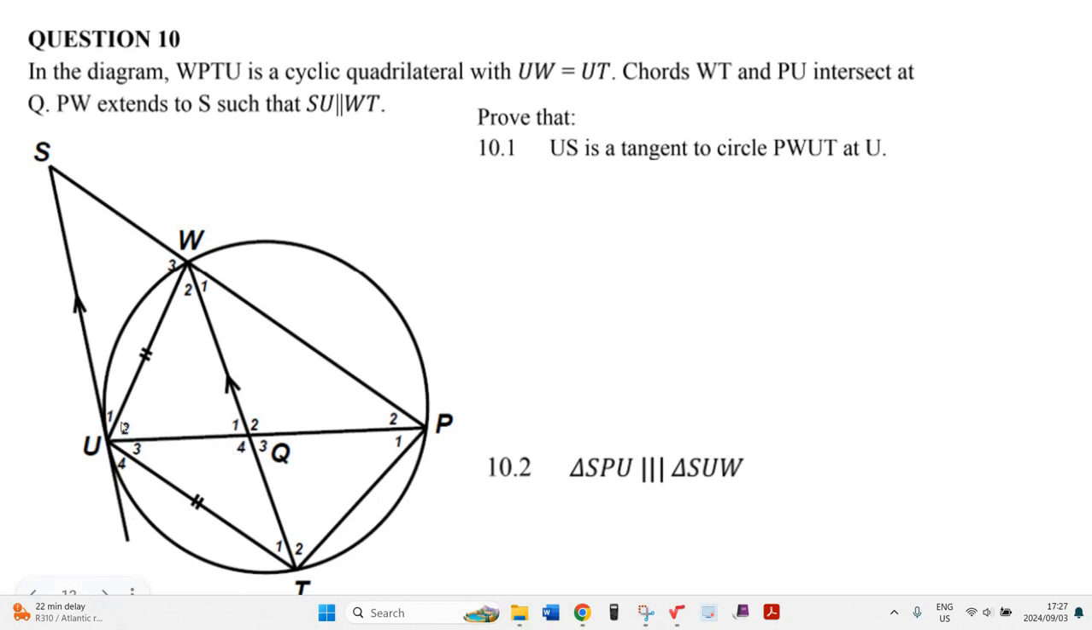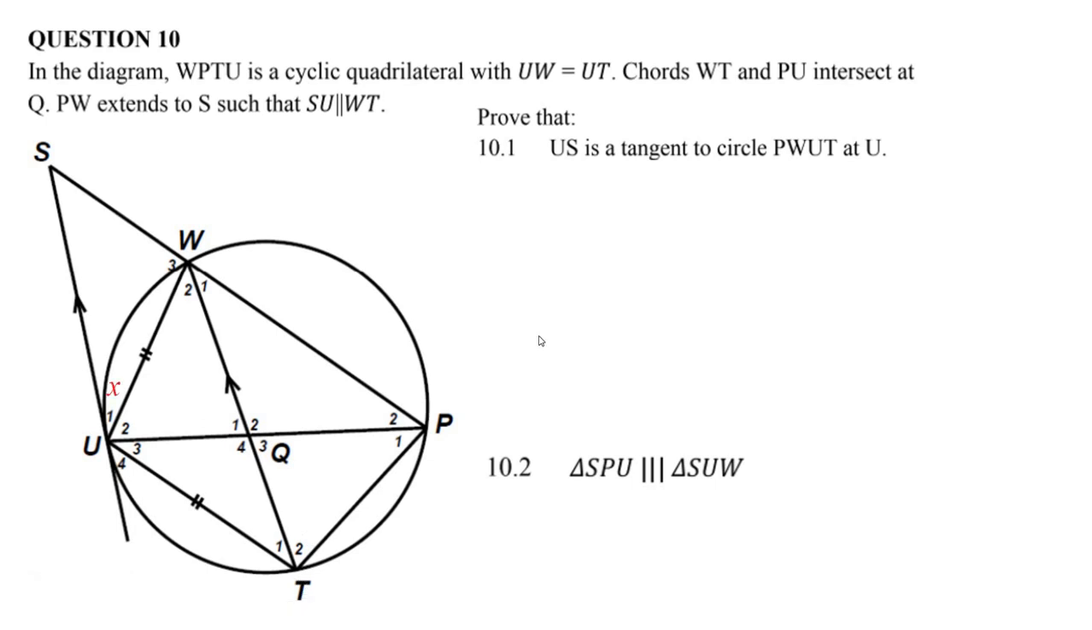And we've got that SU is parallel to WT, and I'm sure we need that to make everything else work. So how are we going to get started proving that US is tangent to the circle PWUT through all these points? So it's a tangent to the circle going through right there.